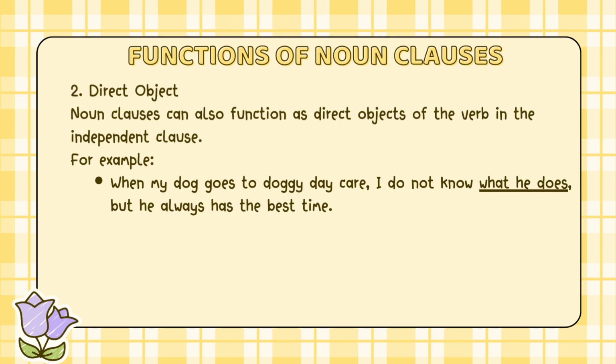Number two is direct object. Noun clauses can also function as direct objects of the verb in the independent clause. For example, when my dog goes to doggy daycare, I do not know what he does, but he always has the best time. In this sentence, the noun clause what he does is acting as the direct object of the verb know.